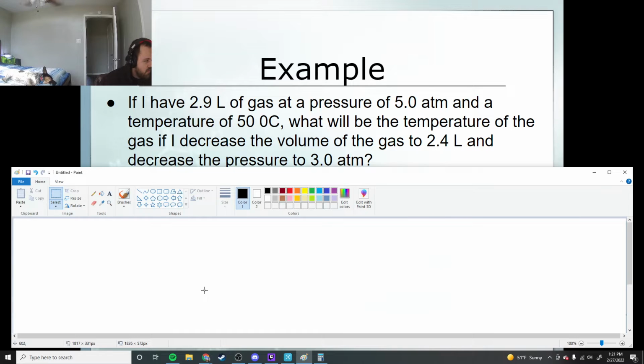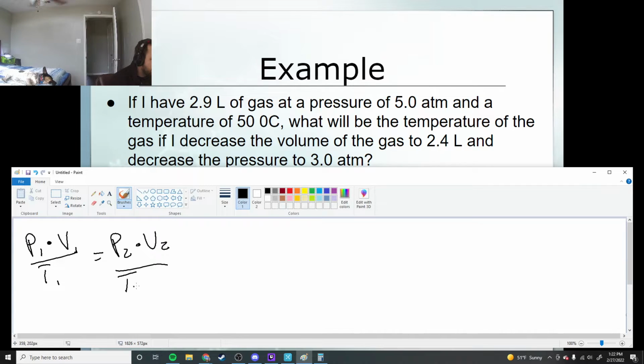Alright, so let's go back to our little blank canvas here. We're going to write down our equation first of all, just as a reminder. Okay, so let's start with P1 times V1 over T1 equals P2 times V2 over T2. And let's start plugging in what we know. We know the initial pressure is 5 atmospheres, so that's going to be our P1. We know our initial volume is 2.9 liters. Okay, and then we know our initial temperature is 50 degrees Celsius.